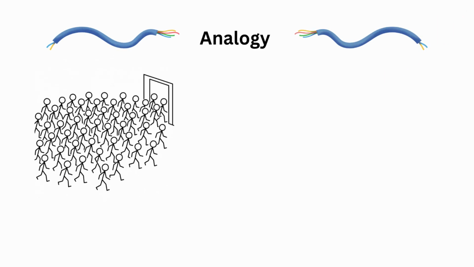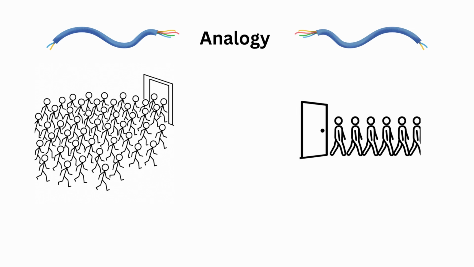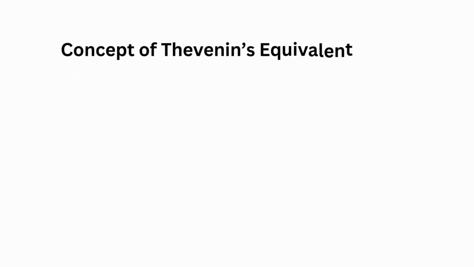Think of a large crowd leaving through a small door. There's lots of chaos going on. However, on the other side of the door, you've got a small single file of people leaving. That's what Thevenin's does, changes something complicated into something simple. Let's move on to the concept.